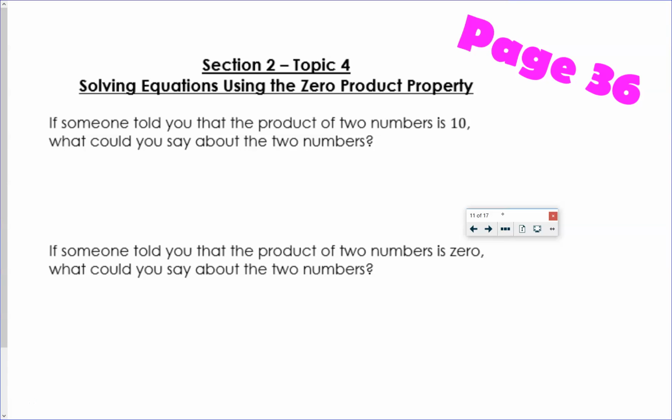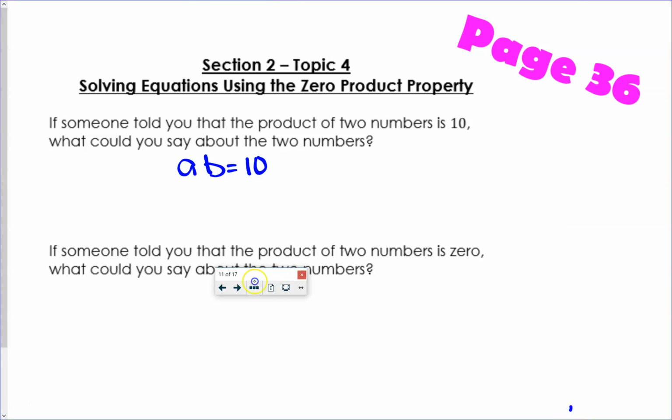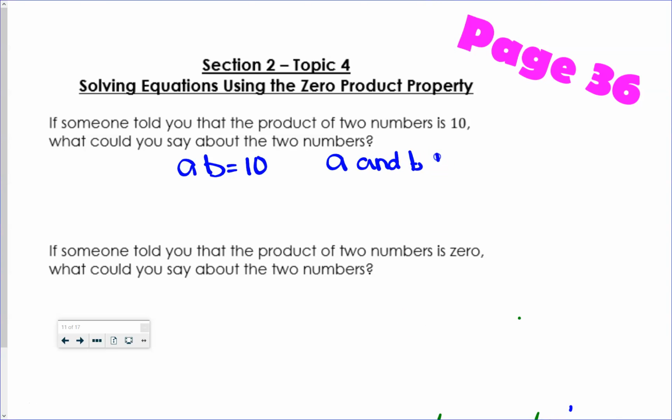If someone told you that the product of two numbers is 10, what could you say about the two numbers? Okay, so that means if I have A times B, that's the product, equals 10. What can I say about these numbers? Well, A and B have to be the same sign, right? They have to either both be positive or both be negative. Because they could be 2 and 5, 1 and 10, but it could also be -2, -5, and -1, -10.